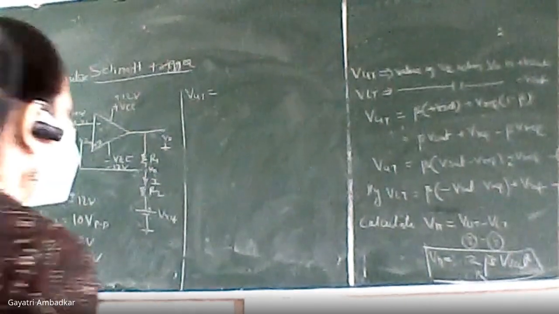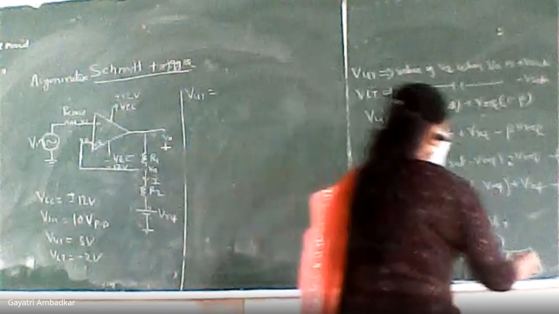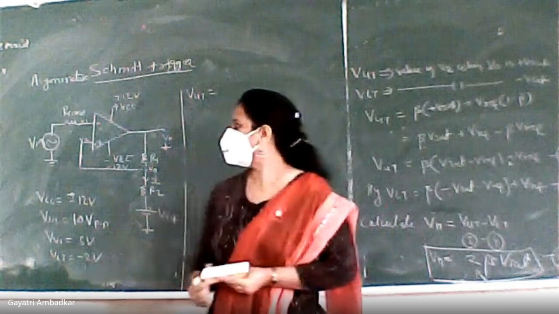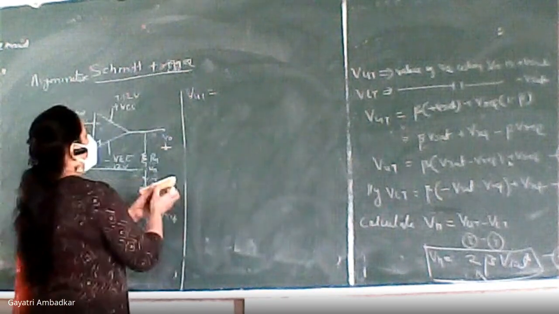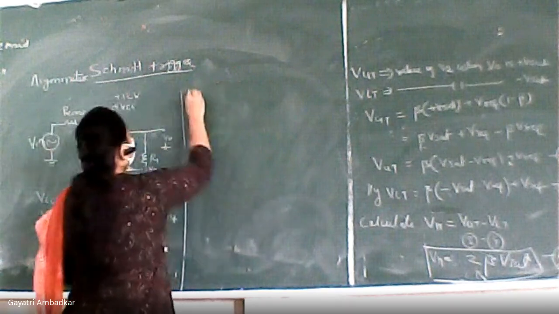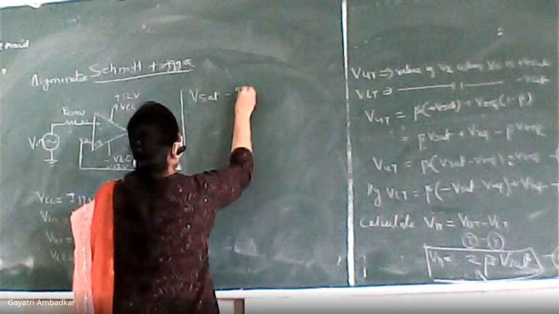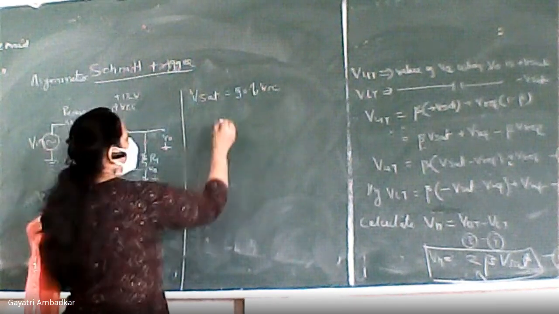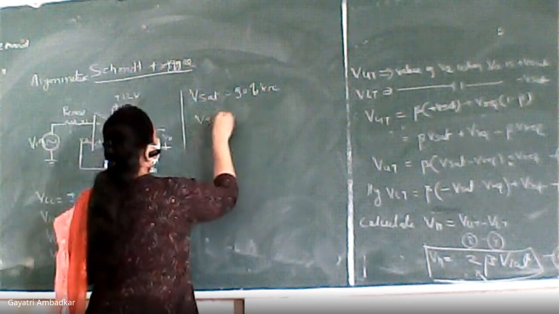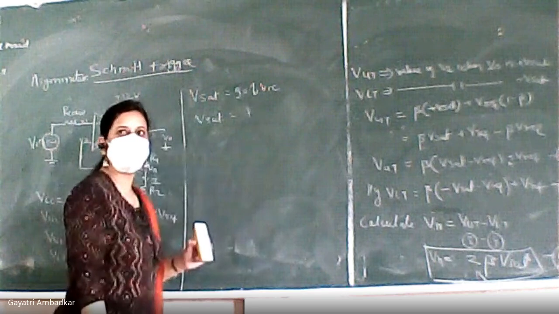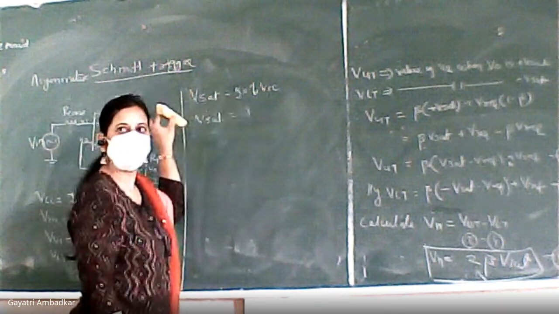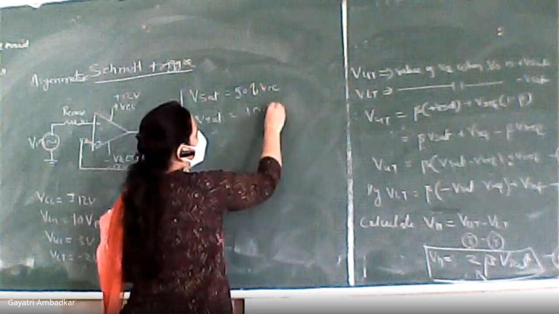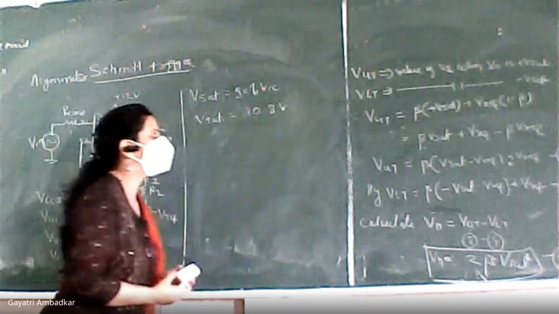So you have three equations, equation number 3, equation number 4 and equation number 5. Look at all three expressions. First of all, let's find VSAT. You need VSAT. VSAT is equal to 90% of VCC. So find it. How much does it come to? In the last problem also you calculated: 0.9 into 12 volts. How much? 10.8 volt. VSAT you have calculated.